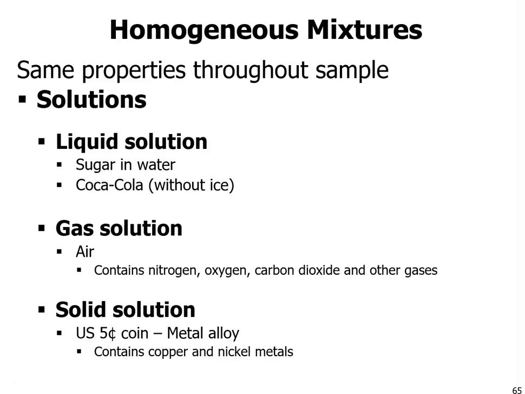Gas solutions are typically homogeneous, where you can't see a separation between different types of gas molecules. For example, the air contains nitrogen, oxygen, carbon dioxide, and other gases. You can't see them. It's all mixed together evenly. Another example is a solid solution, like different metal alloys or steels, where you mix together compounds and you can't tell them apart once they're mixed together.